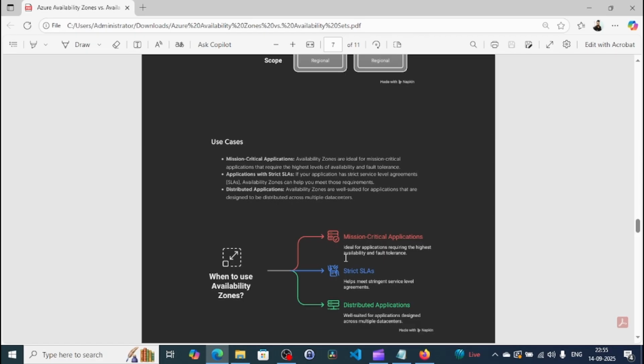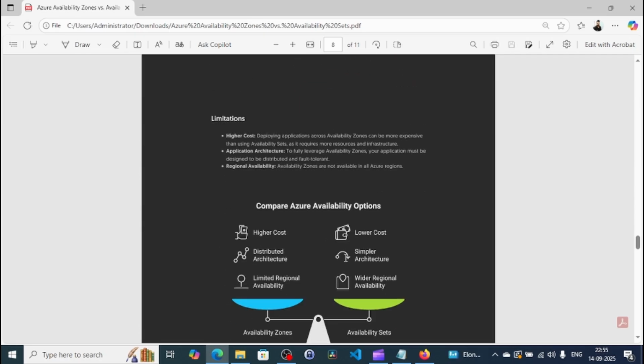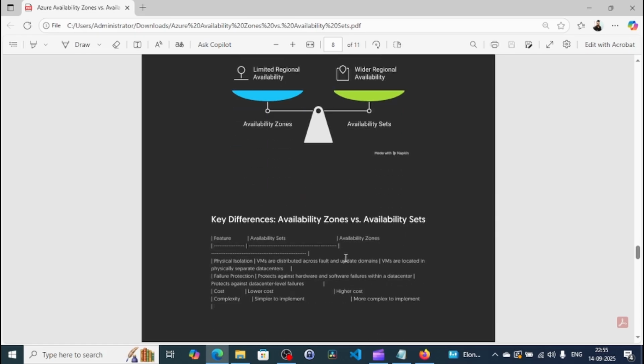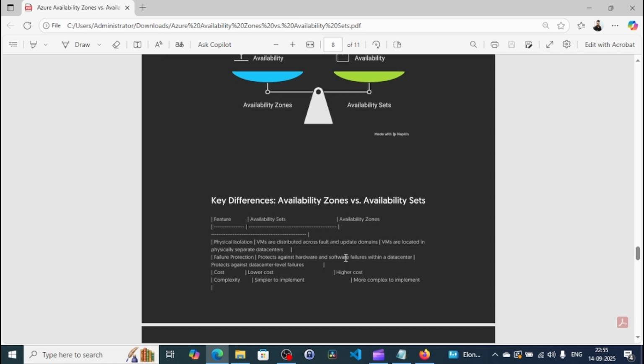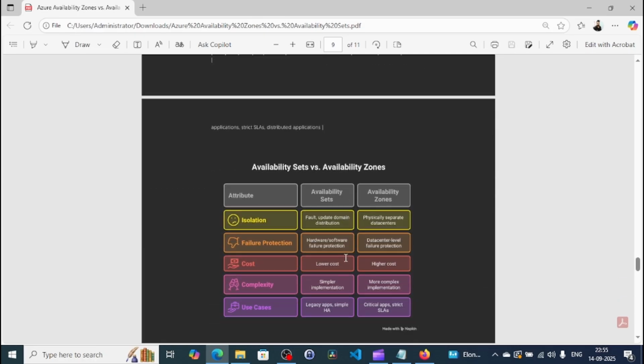Let's put them side by side and see the differences more clearly. Third feature, physical isolation. Availability sets give multiple racks, fault domains, inside one data center, whereas zones give entirely different data centers within a region. Failure protection. Availability sets protect against rack level failures, whereas zones protect against data center level failures. Cost. Availability sets are lower, good for cost sensitive apps, and zones are higher, requiring more infrastructure. Complexity. Availability sets are easy to implement, just group VMs. Zones are more complex, apps must be zone aware.